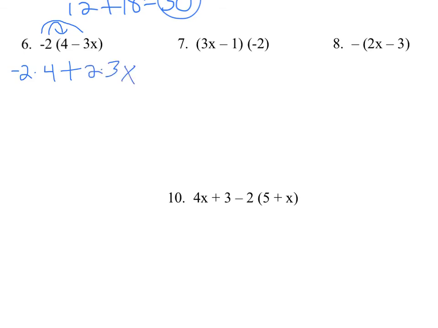And then when I multiply those, negative 2 times 4 is negative 8. And 2 times 3x is 6x. So it's negative 8 plus 6x. Again, those are unlike terms, so I'm finished.